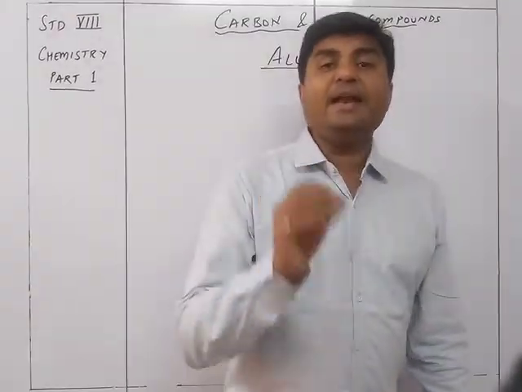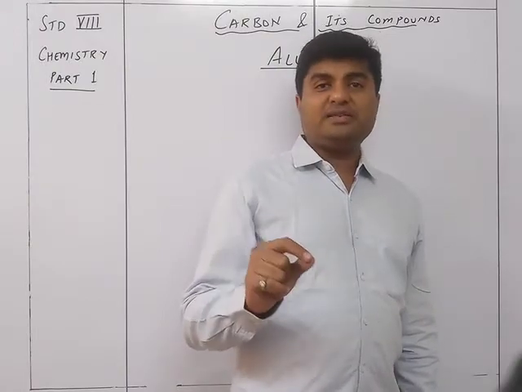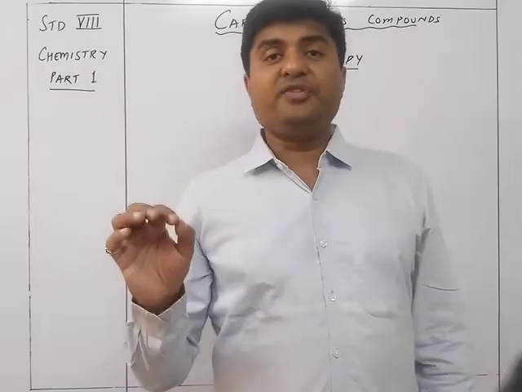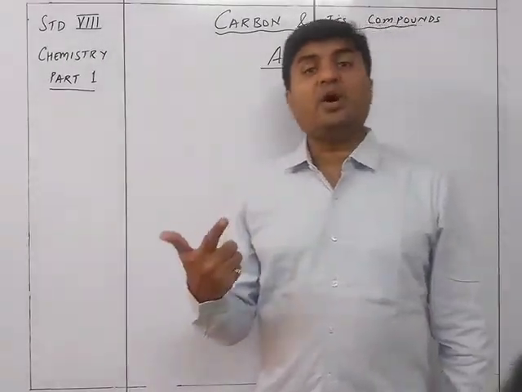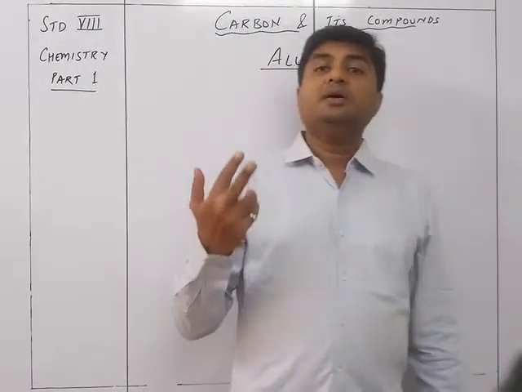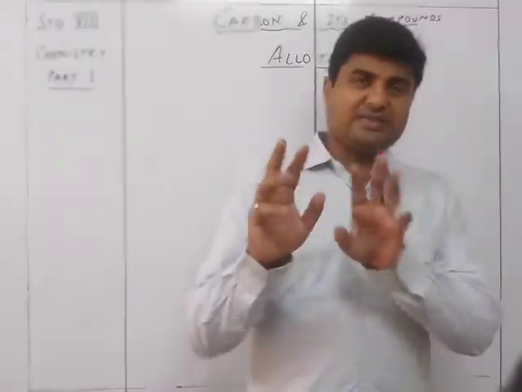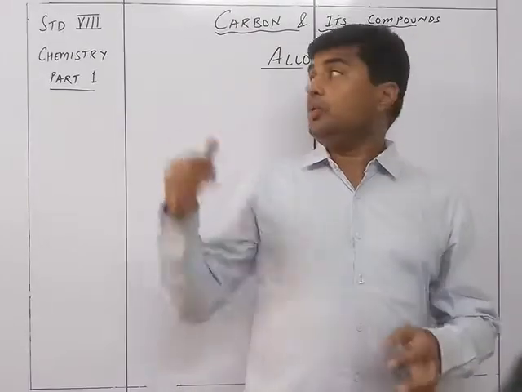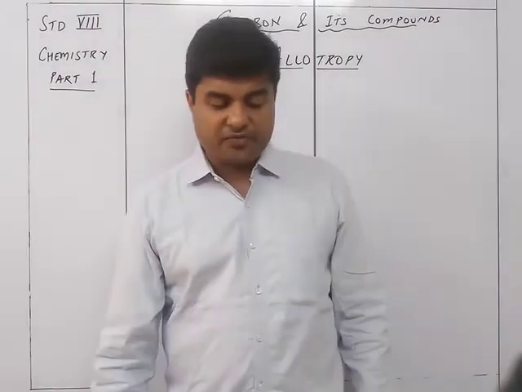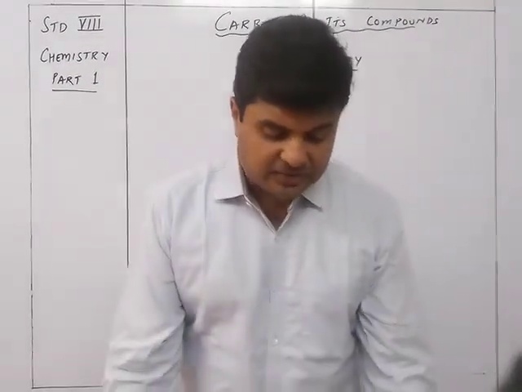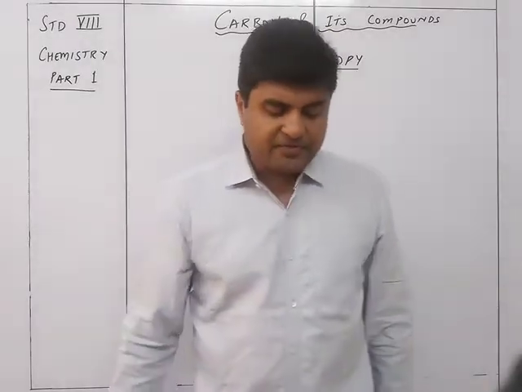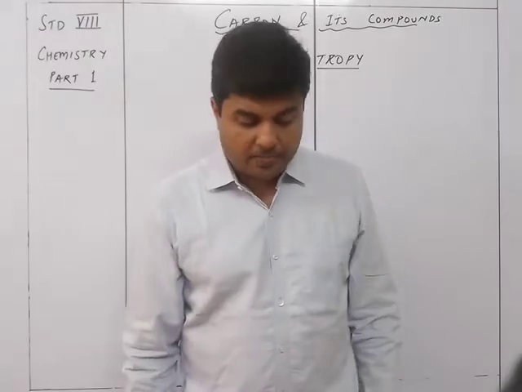So similarly, any particular allotrope means any particular element which has different physical forms, different physical properties, but similar chemical properties. So these are the three things we connect to allotropy. That's the definition: allotropy is the existence of an element in more than one physical form, having different physical properties but the same chemical properties. Allotropes exhibit different physical properties but the same chemical properties.